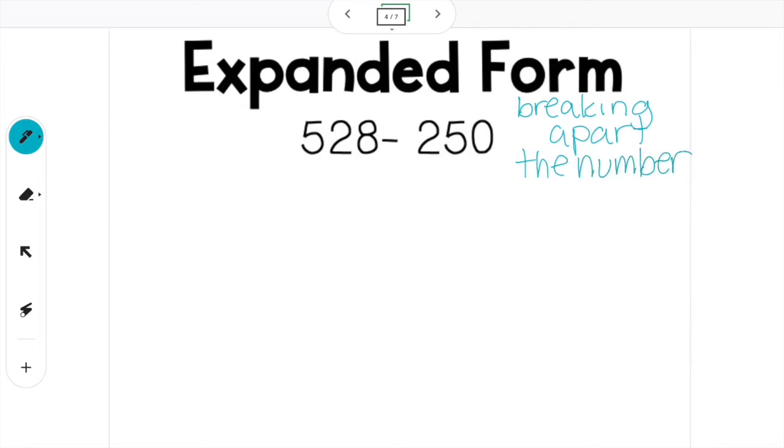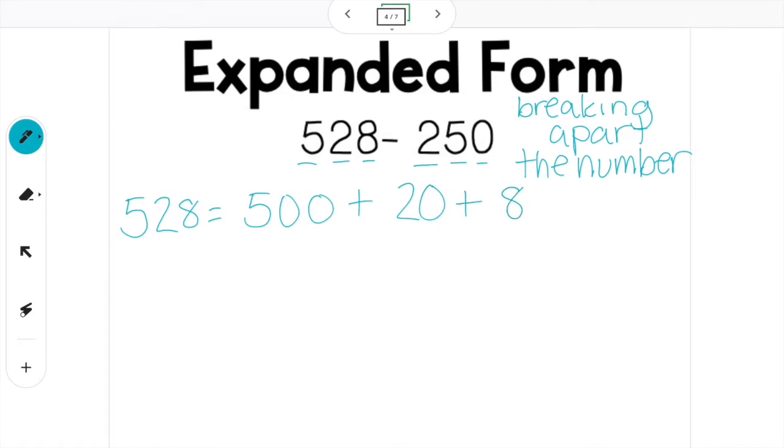So I'm breaking apart the numbers. In this case, I'm breaking apart 528 and 250. So let's go ahead and do that. I'm going to start with my biggest number, so 528. So I'm going to put equal signs. I'm going to break it apart by its hundreds, tens, and ones. So there's 5 hundreds plus 20, so 2 tens, plus 8. All right, now let's go ahead and break apart 250.